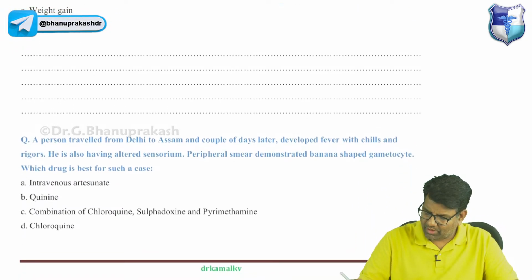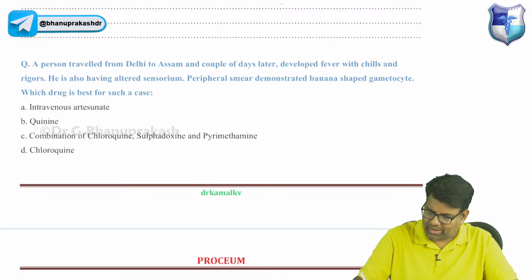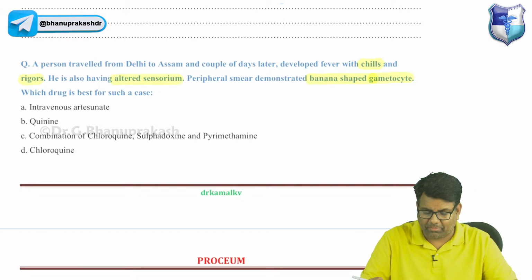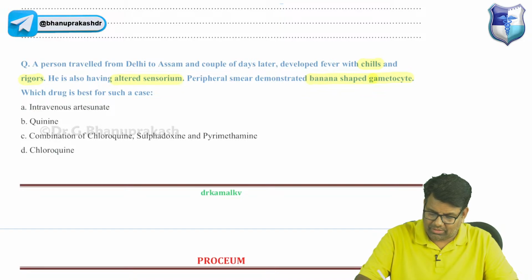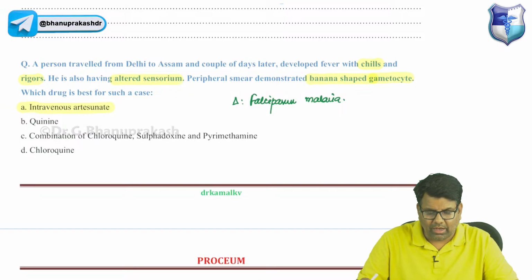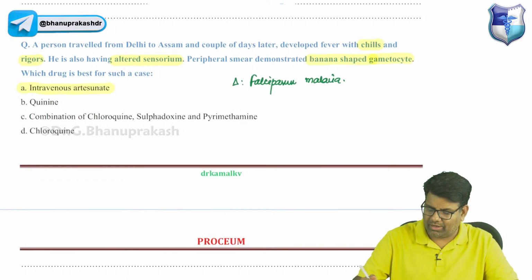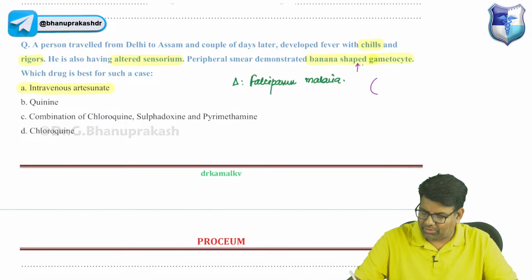Then again, a patient who had traveled developed chills and rigors, and there are banana shaped gametocytes in the peripheral blood smear, there is altered sensorium, and yes, this clinical picture is very good. So this is falciparum malaria, and it should be managed by intravenous artesunate. Right. So this is falciparum malaria, and of course you can see the banana shaped gametocyte.